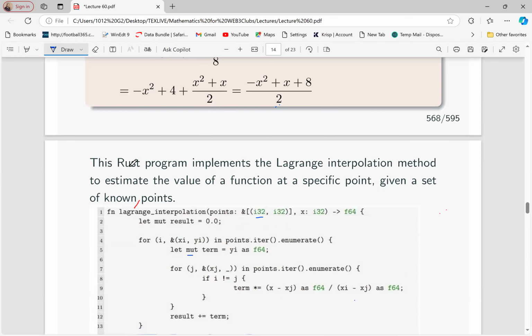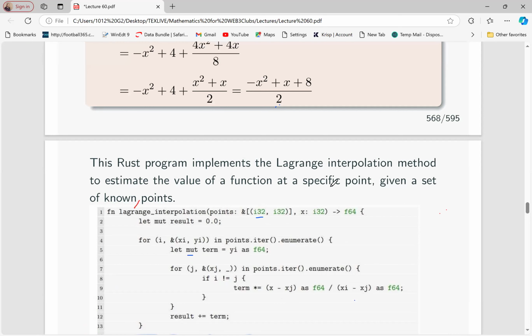That's why I said this Rust program implements the Lagrange interpolation method to estimate the value of a function, that is, to estimate the value of y at a given x value. And I have another code that will come after the two examples. That one, you give it these values and it gives you the polynomial.